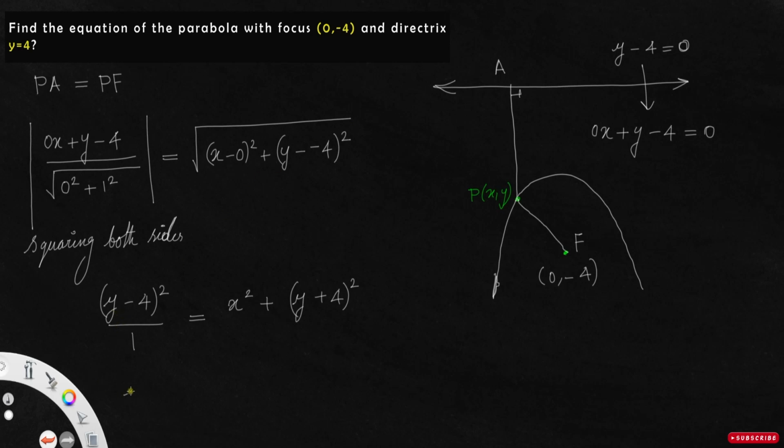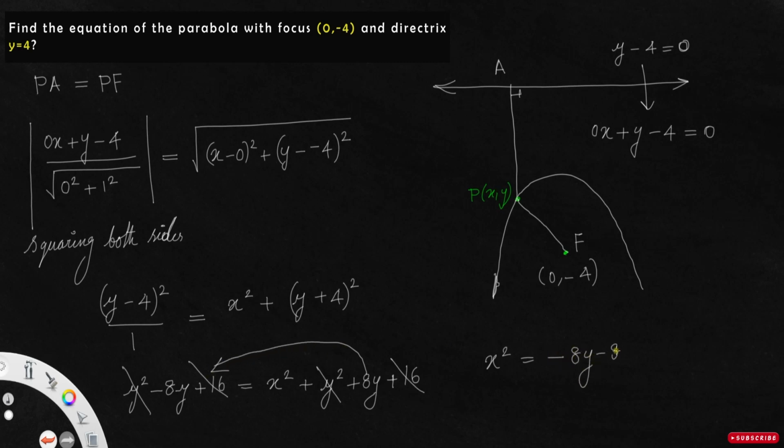So on expanding, this will be y square minus 2 into y into 4 is 8y plus 16 equal to x square plus y square plus 8y plus 16. This 16 and 16 will get cancelled. Also, this y square and y square will get cancelled. So x square will be, taking this 8 to the left, it will be minus 8y minus 8y. So x square equal to minus 16y.